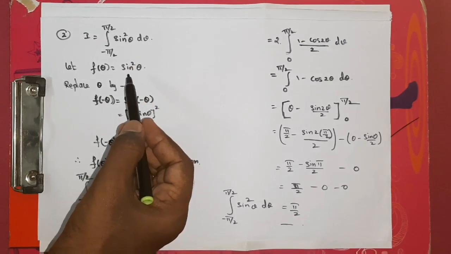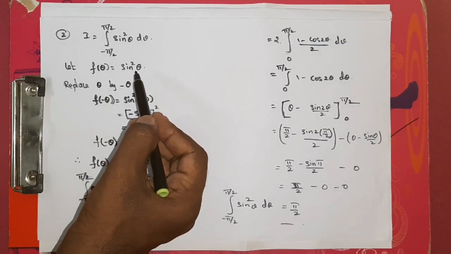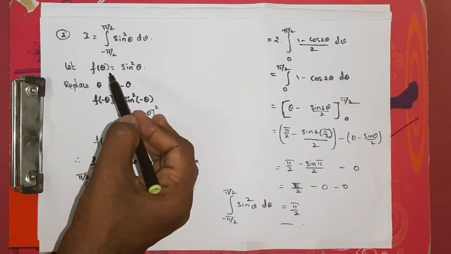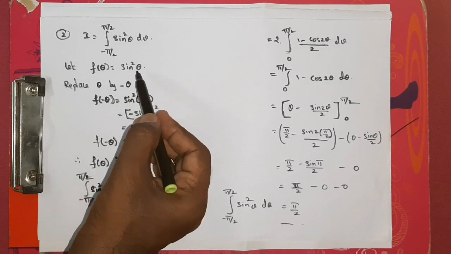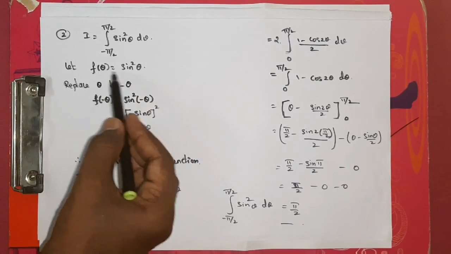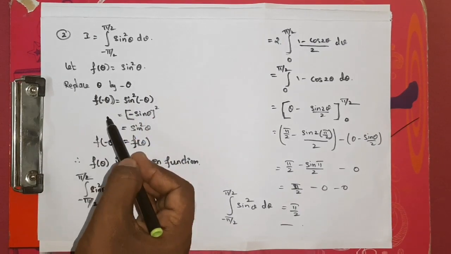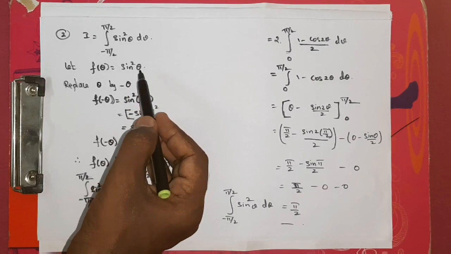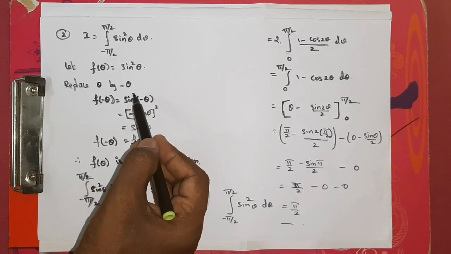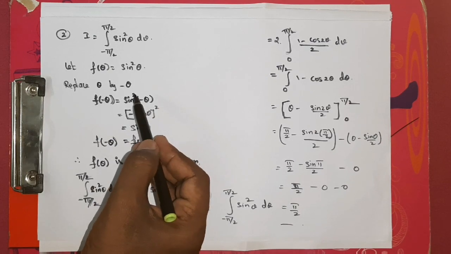So I take this sine square theta and name it f of theta, because this time they are using theta as the variable. Usually we write f of x, but here the variable is theta, so f of theta. To verify whether it is odd or even, replace theta by minus theta. So you get f of minus theta equal to sine square of minus theta.